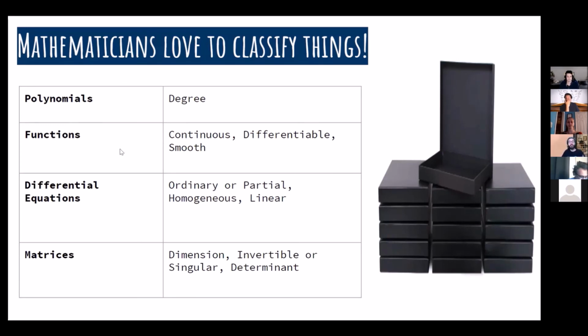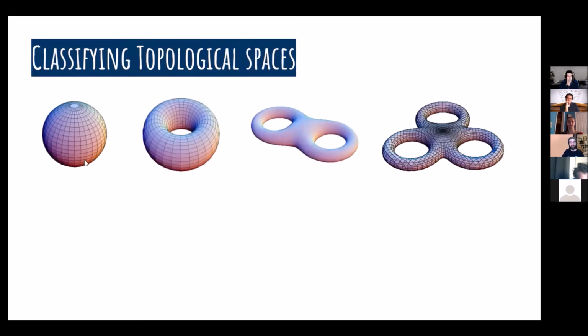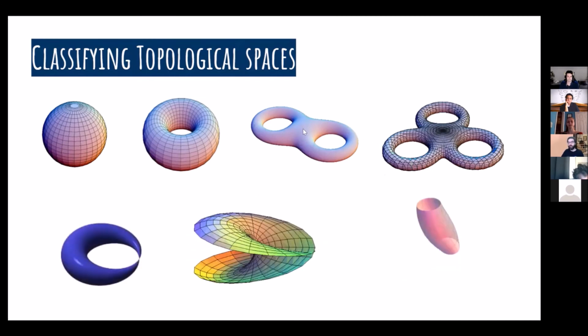So this is what we do in algebraic topology. We try to classify topological spaces. We have these nice ones, like the sphere, and the donut, which is called a torus, and the two torus, and the three torus. One way to classify these is by how many holes they have. That's called the genus.